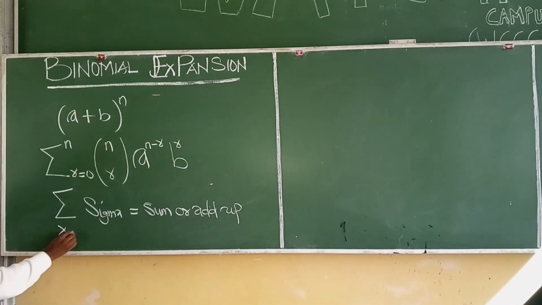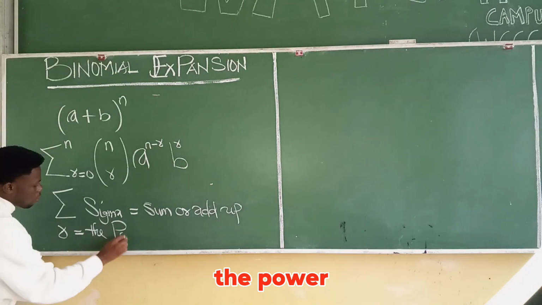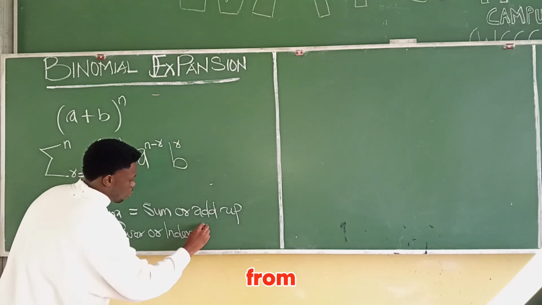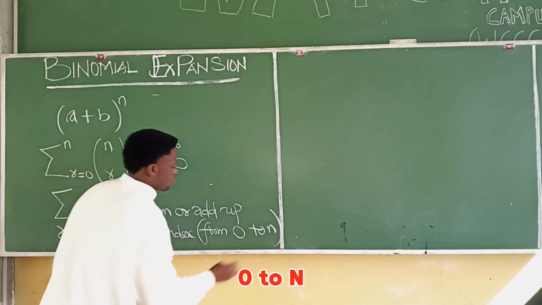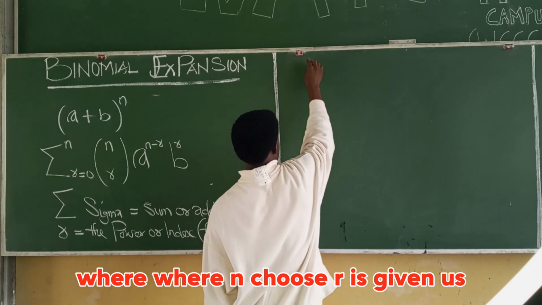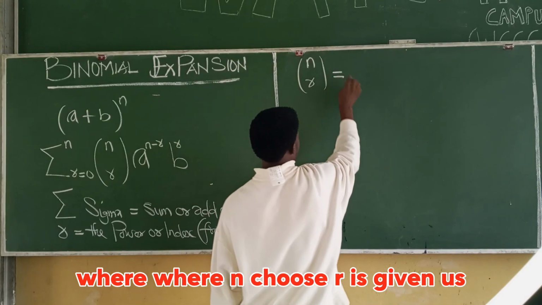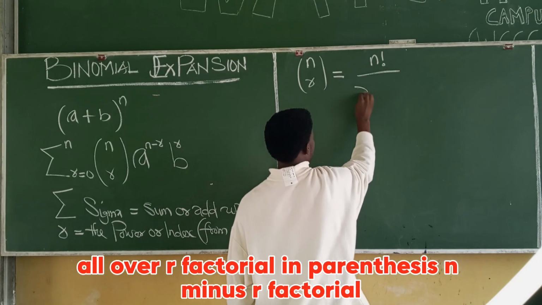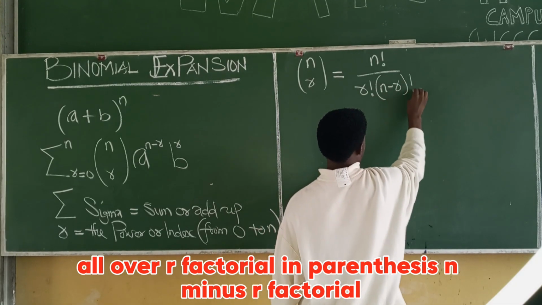and the range below and above it represents the power or index from 0 to n, where n choose r is given as n factorial over r factorial times (n minus r) factorial.